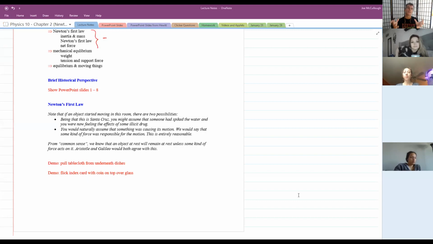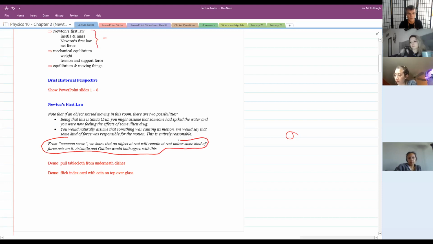If you were to see an object suddenly start to move, you would most likely assume it moved because something exerted a force on it. We know basically from common sense that an object at rest is going to remain at rest unless some kind of force acts on it. Now, this is something that both Aristotle and Galileo would agree on, and obviously Newton.